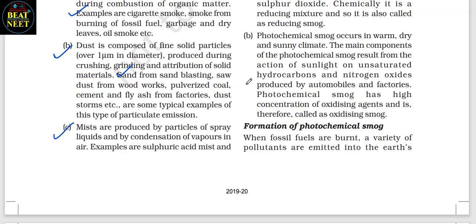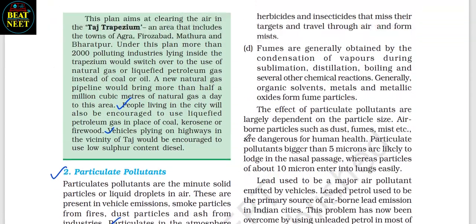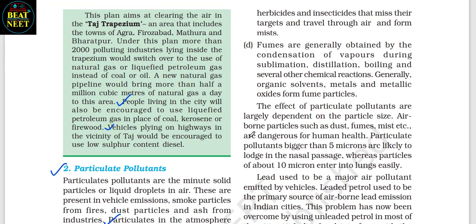C. Mists are produced by particles of spray liquids and by condensation of vapors in air. Examples are sulfuric acid mist and herbicides and insecticides that miss their targets and travel through air and form mist. D. Fumes are generally obtained by the condensation of vapors during sublimation, distillation, boiling, and several other chemical reactions. Generally, organic solvents, metals, and metallic oxides form fume particles.